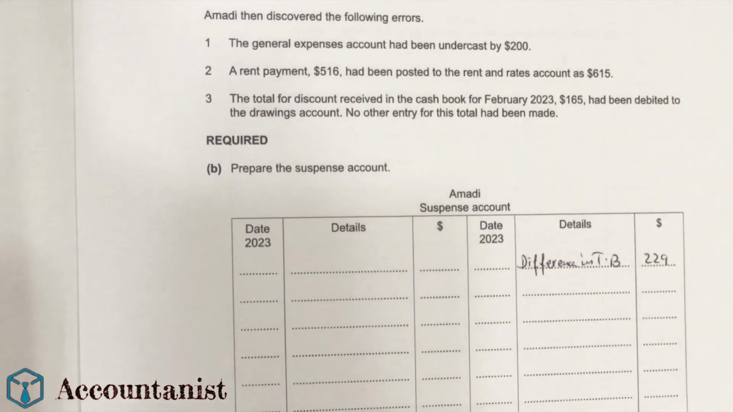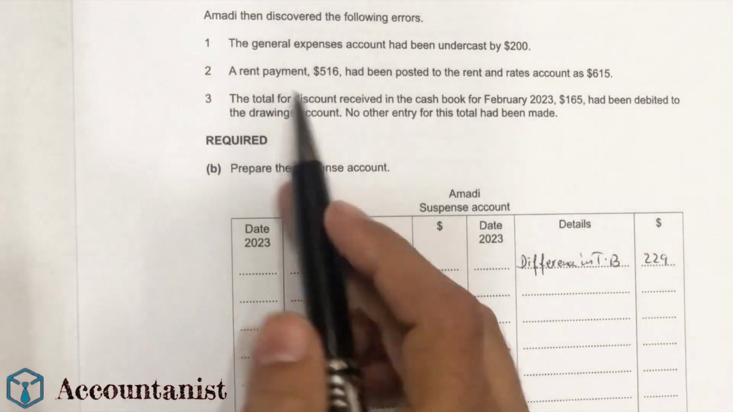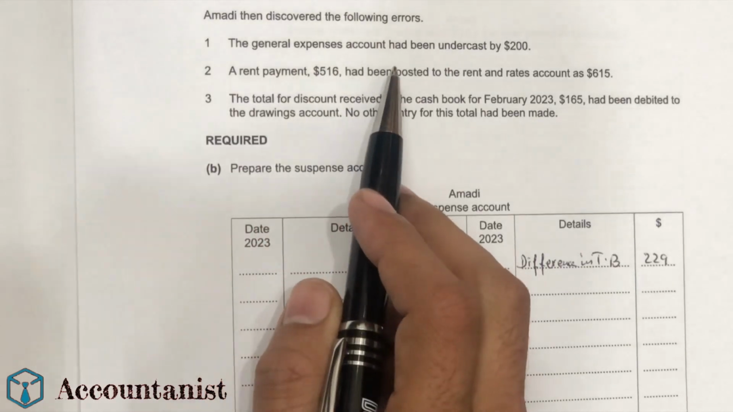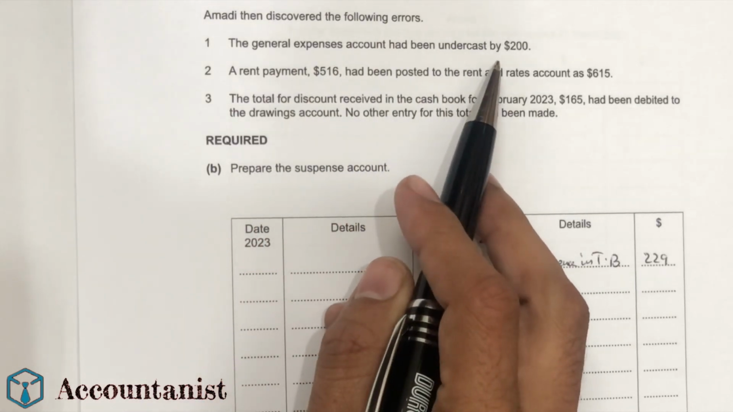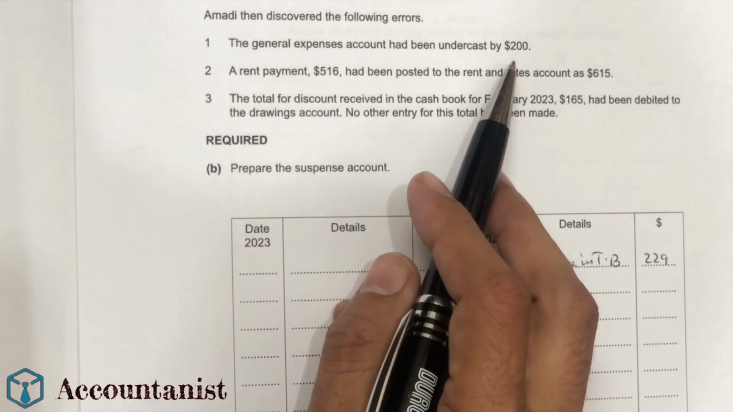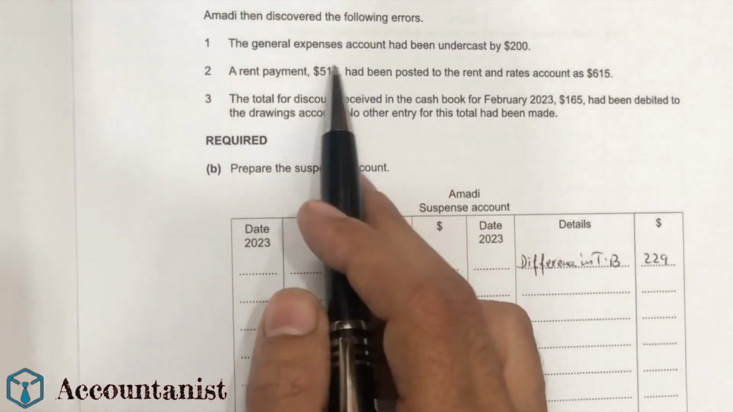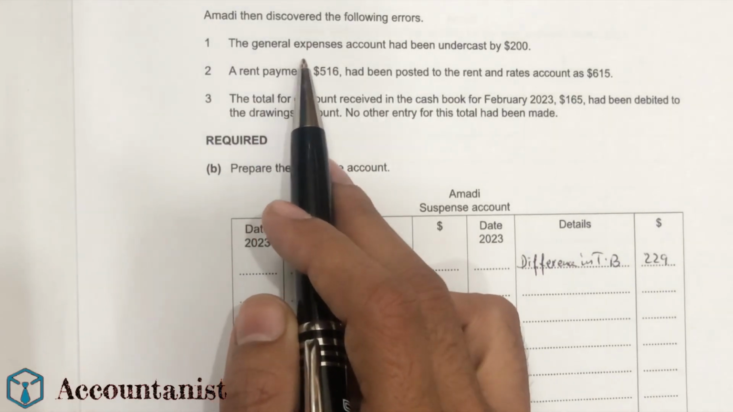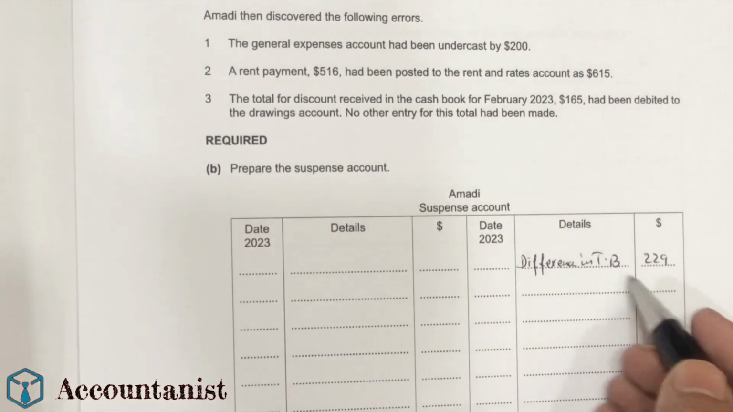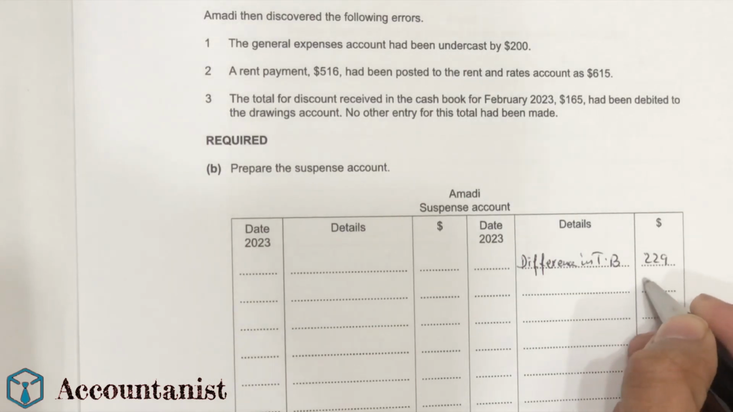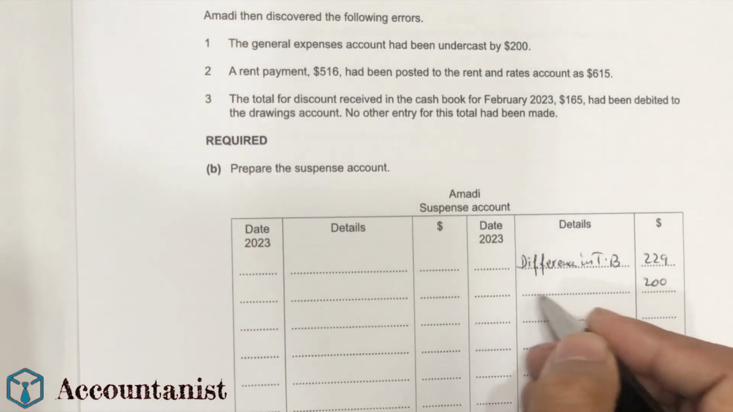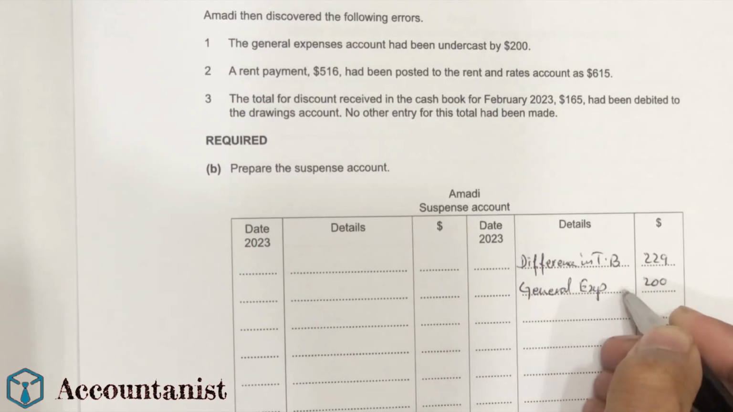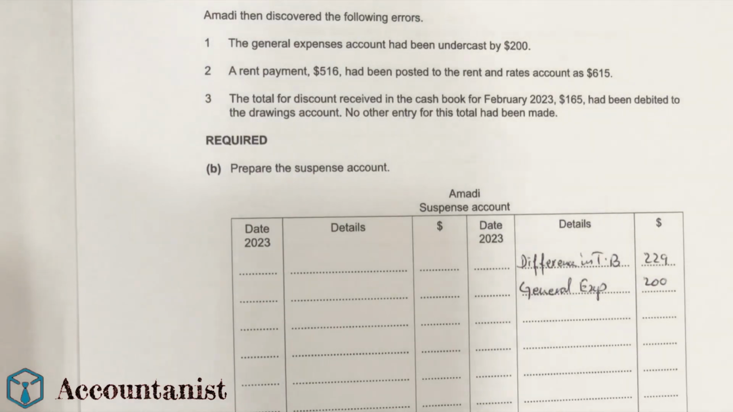So let's have a look at how we are solving this question. We have a general expenses account that had been undercosted by 200. To correct this error, we have to increase the general expense. So general expense is going to be debited, and the suspense account is going to be credited. So we'll write down here on the credit side 200 with the general expense. So that can be the adjustment.